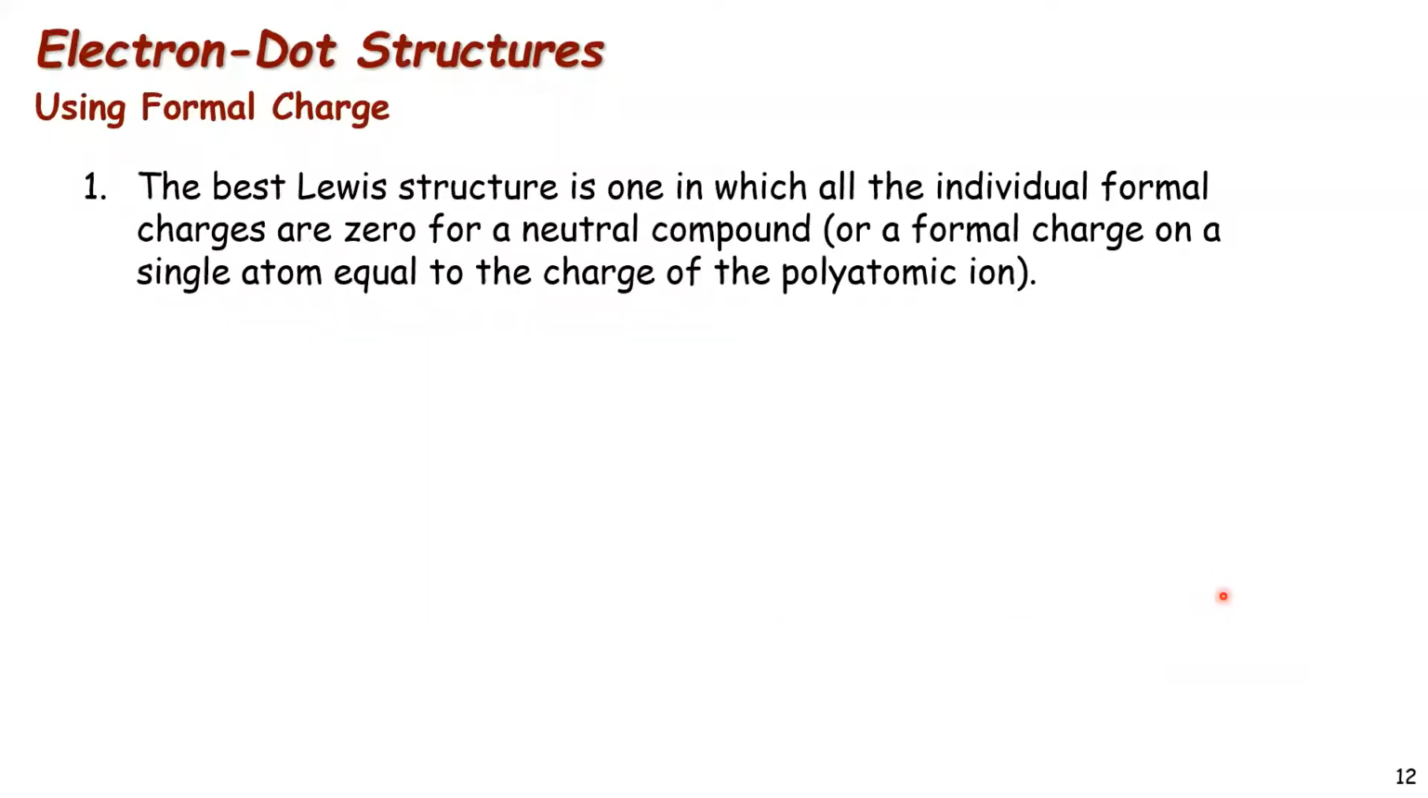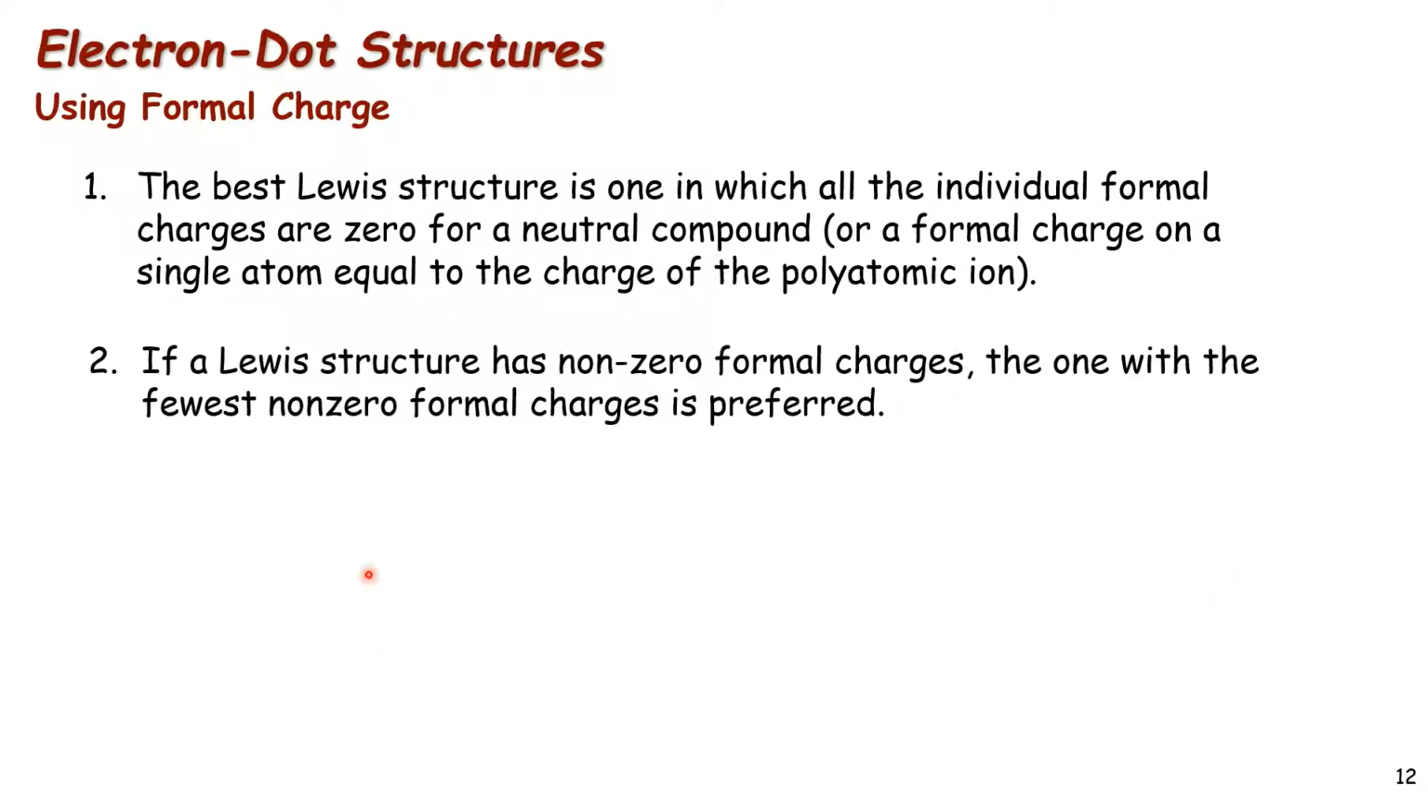So let's go through some rules for actually using formal charges. The best Lewis structure is going to be one in which all of the charges are 0. Now, this is for a neutral compound. If we have a polyatomic ion, we want the formal charges of all the atoms, except for one, to be 0. And then that one will have the charge of whatever that polyatomic ion is. Now, we're going to see that we can't always put the whole charge on a single atom. Most of the time, we have to distribute that over a few of the atoms.